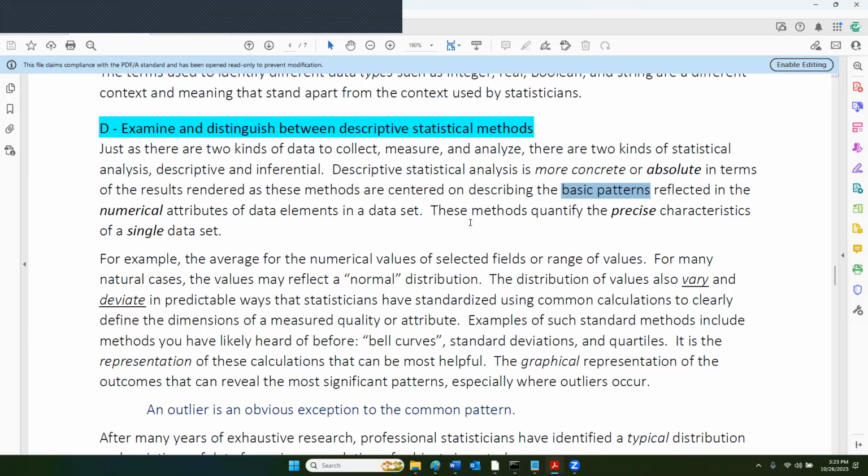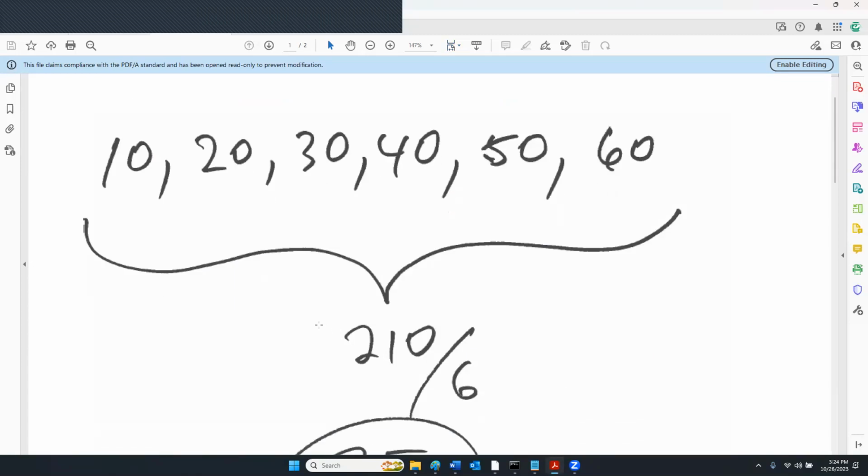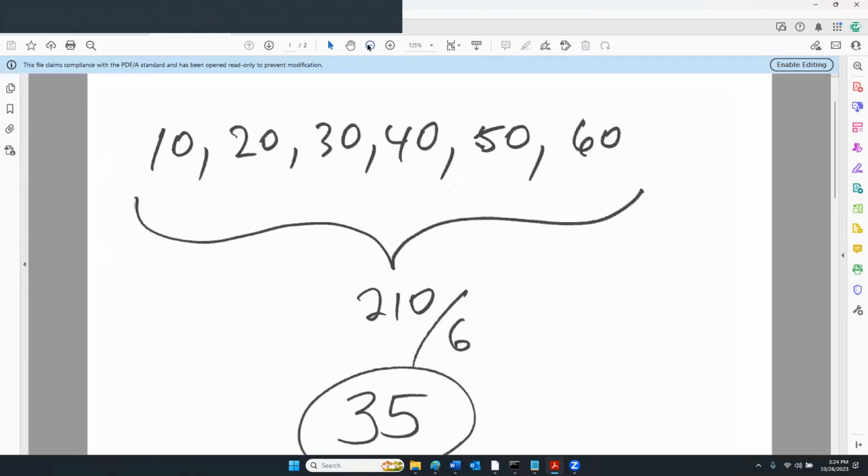So these methods are all about the quantity. They quantify the precise characteristics of a single data set. So for example, the average of numerical values of selected fields or ranges of values, right? So when we calculate an average, we know what an average is. And if we have an average of values, let's take a series of numbers here. You can see my screen, yeah? Yeah.